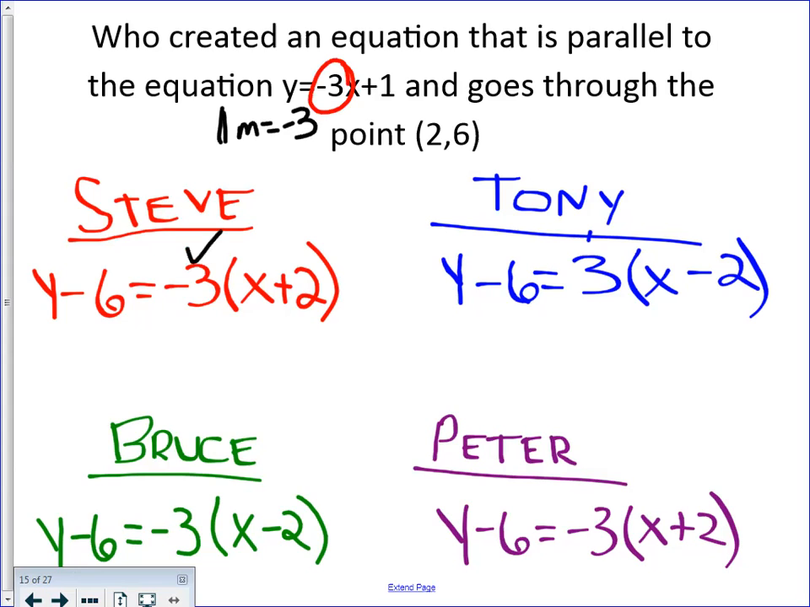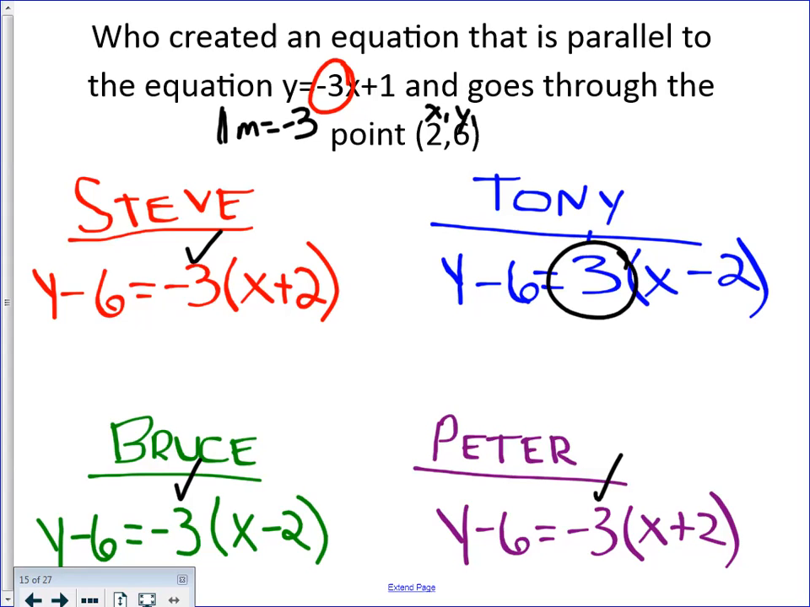Well, Steve has that. Bruce has it. Tony didn't write it correctly. He made that a positive slope. But Peter did write it correctly. So those three have the correct slopes. Now we need to make sure that our point that we go through is 2, 6, where 2 is my x1, 6 is my y1.